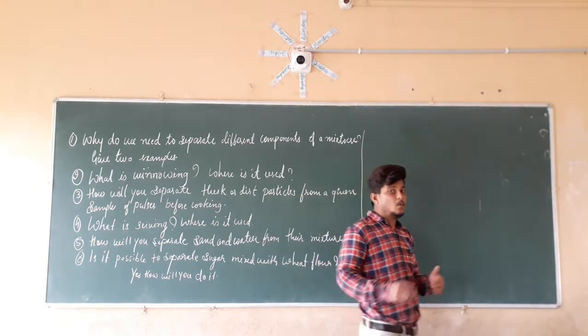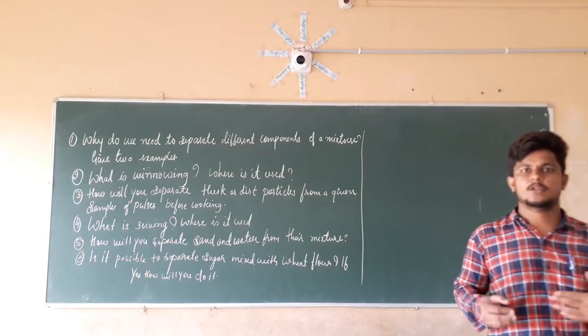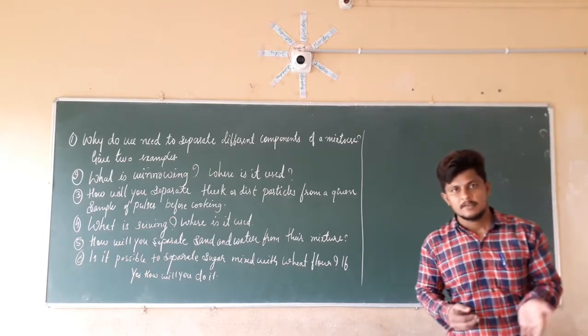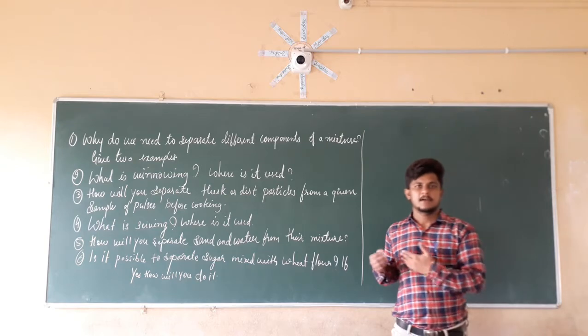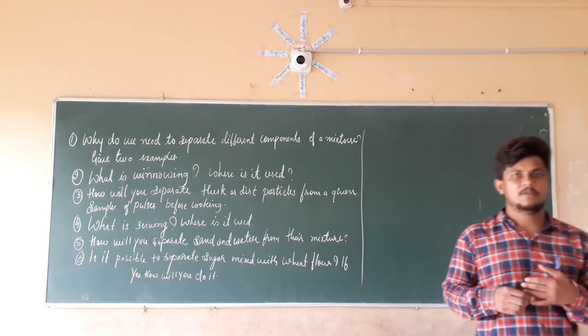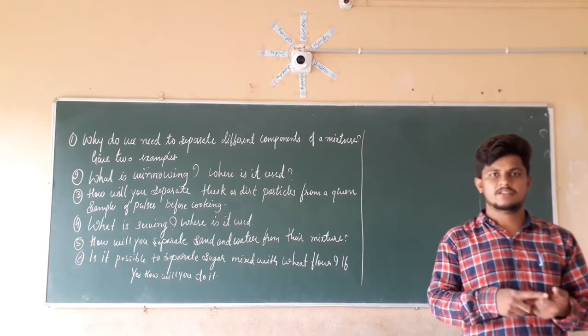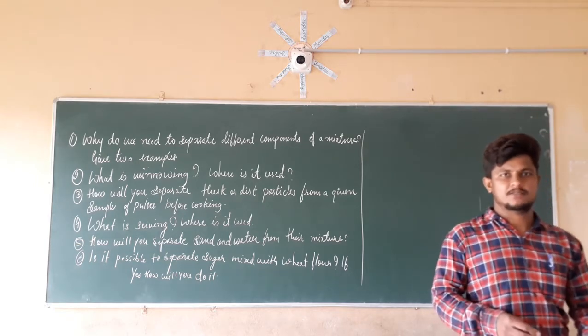Before that, what is a mixture? A mixture is made from two or more substances. If you take the example of tea, it is made from water, sugar, tea leaves, everything. So there it is a mixture.